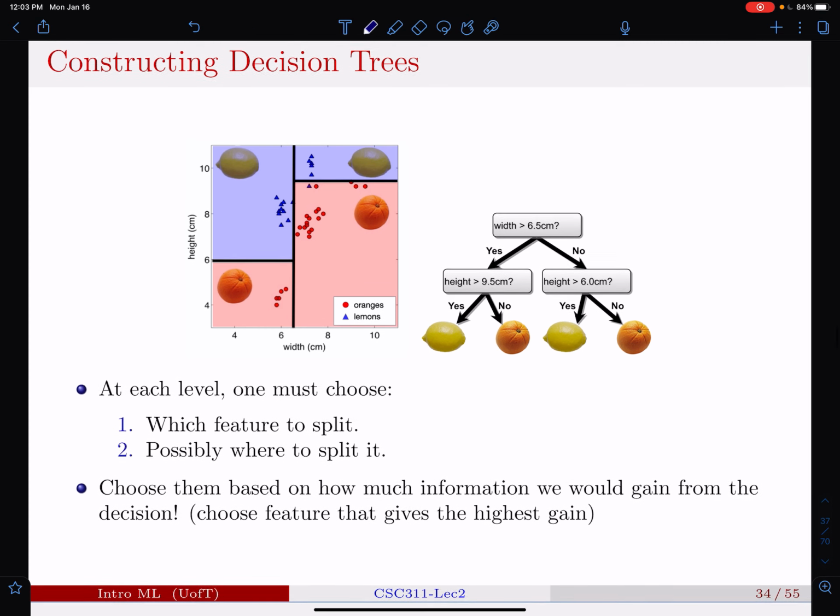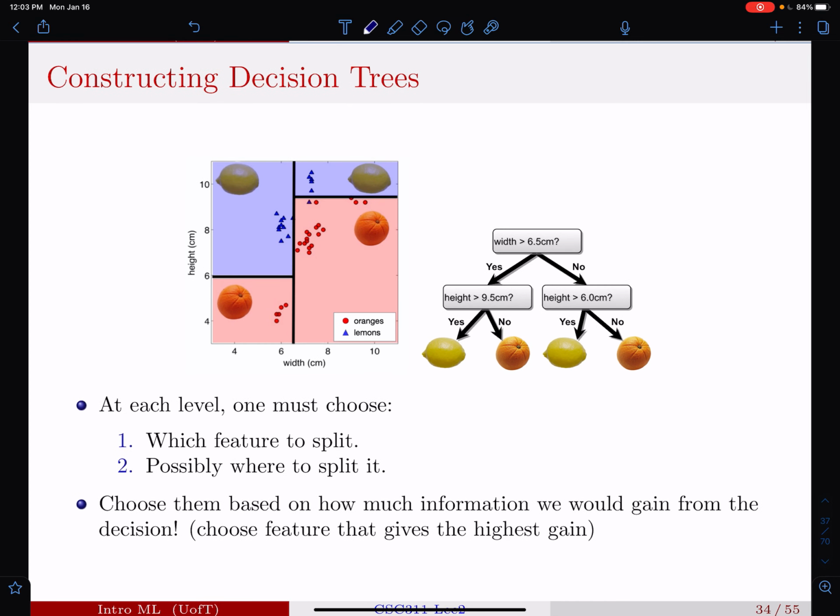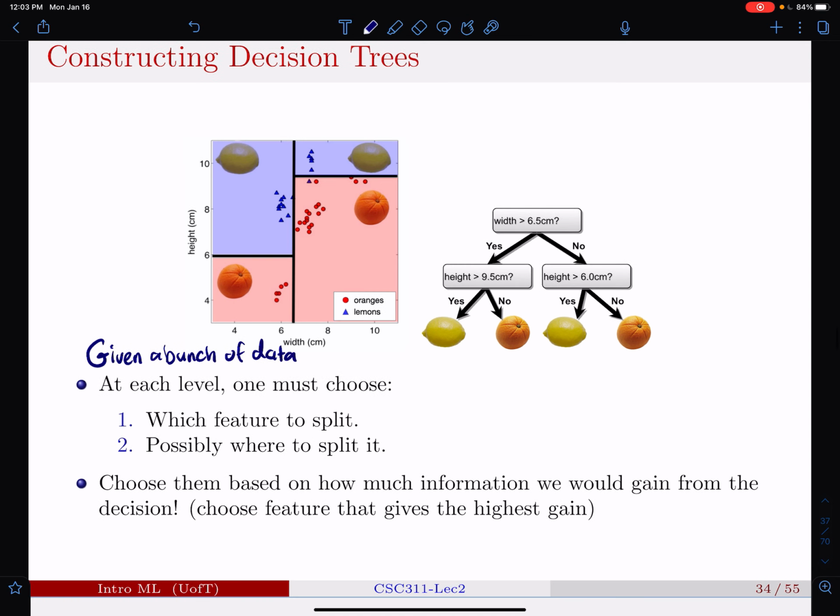Back to the running example, how do we actually construct a decision tree? Here we're given a bunch of data. The way the algorithm works is that at each level you consider all different features and all different possibilities for where you could split that feature. Then you evaluate the information gain from every single combination, and choose the feature and split that gives the maximum information gain. This is the default algorithm for decision trees that tends to work pretty well out of the box.